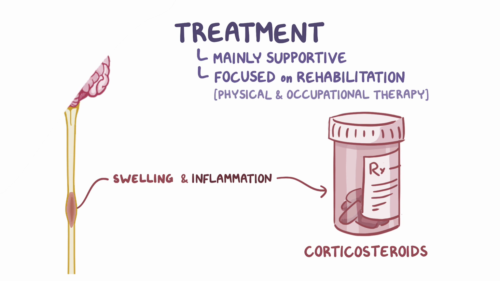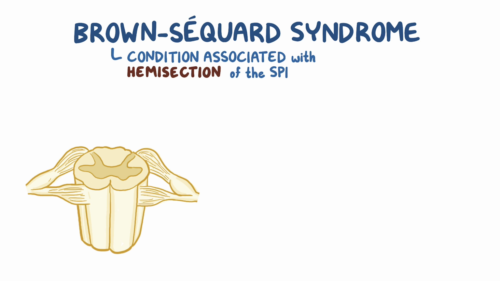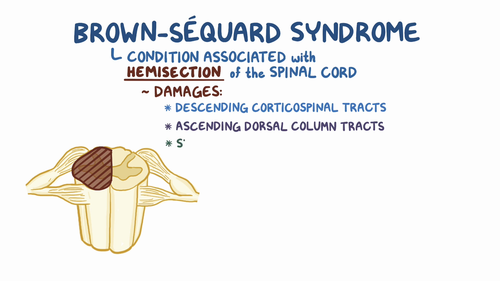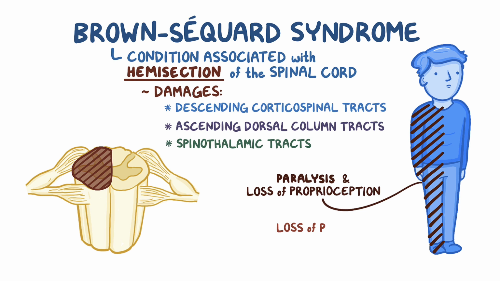Alright, as a quick recap. Brown-Séquard syndrome is a condition associated with hemisection of the spinal cord, which usually damages descending corticospinal tracts, ascending dorsal column tracts, and spinothalamic tracts. The result is paralysis and loss of proprioception on the same side as the injury or lesion, and loss of pain and temperature sensation on the opposite side of the lesion.